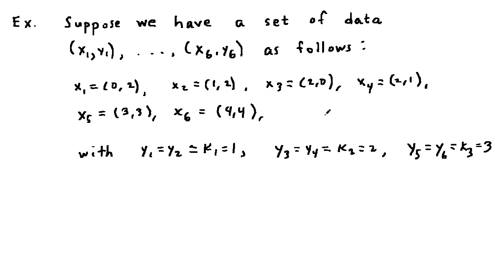Okay, let's do another example. Suppose we have a set of data x1, y1 through x6, y6 as follows. x1 is (0, 2), x2 is (1, 2), x3 is (2, 0), x4 is (2, 1), x5 is (3, 3), and x6 is (4, 4). With y1 and y2 being k1, which is 1, y3 and y4 being k2, which is 2, and y5 and y6 are k3, which is 3.